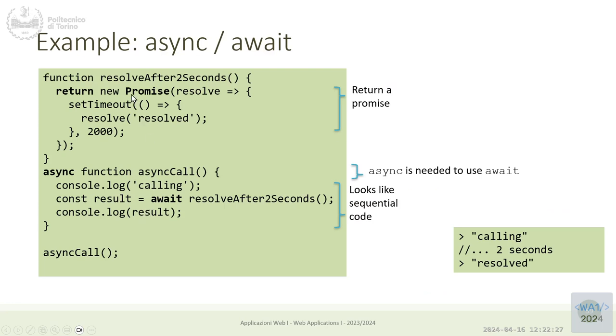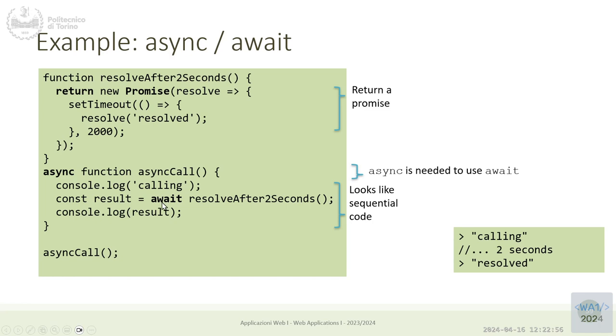So like this, we have a very simple promise that just sets a timeout and resolves after 2 seconds. Doesn't do anything, but resolves after 2 seconds. And we have a function with an await for the result of this function. Actually, the second console log will happen 2 seconds after the first one.